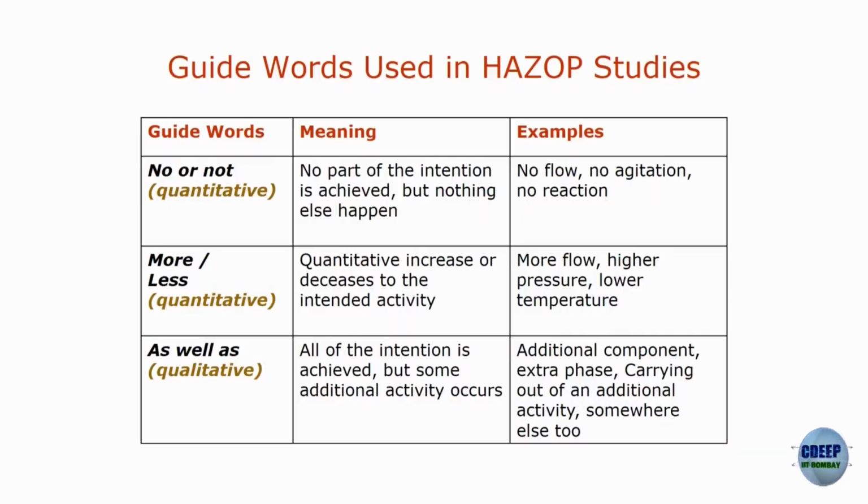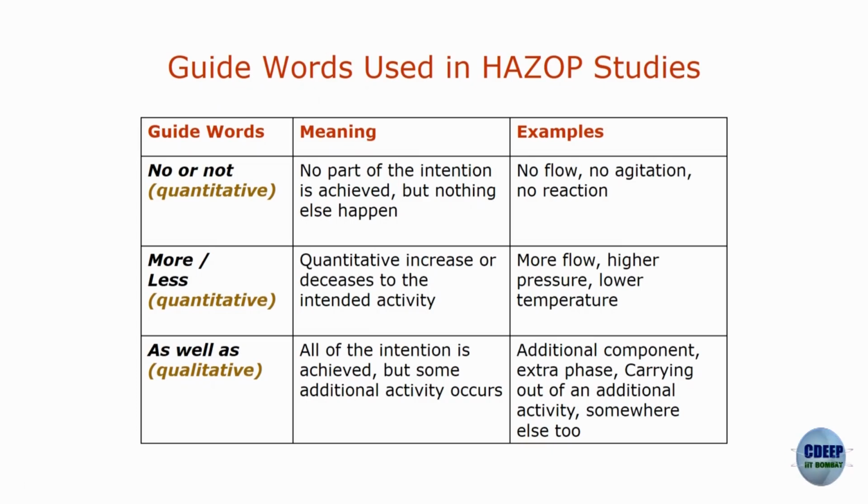Now, these are the guide words that you typically use in a HAZOP in conjunction with the process parameters. So, when you apply the guide word no or not, okay, it's a quantitative guide word. So, it means that no part of the design intention is being achieved, but nothing else is wrong. Okay, only that particular design intention.